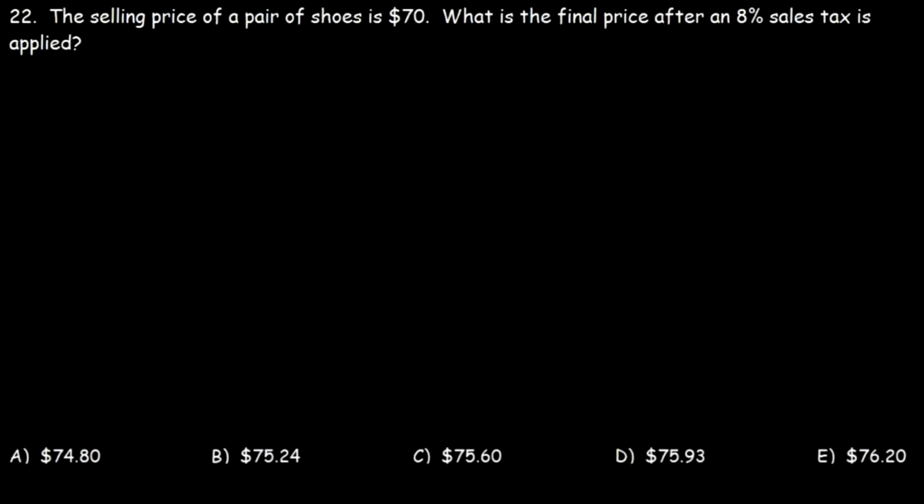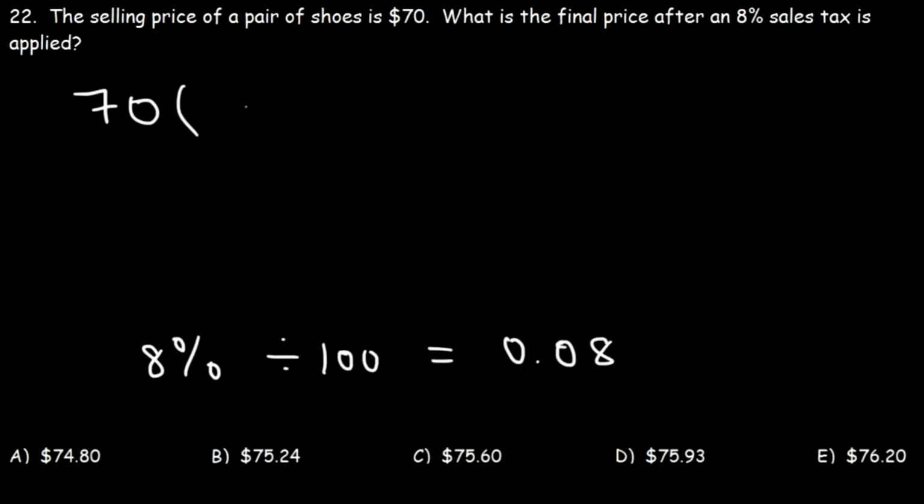22. The selling price of a pair of shoes is $70. What is the final price after an 8% sales tax is applied? Now we're going to do this two ways. First, let's find out how much 8% of $70 is. So we need to convert 8% into its decimal form. To do that, simply divide by 100. So 8% is equivalent to 0.08. So to find 8% of 70, multiply 70 by 0.08.